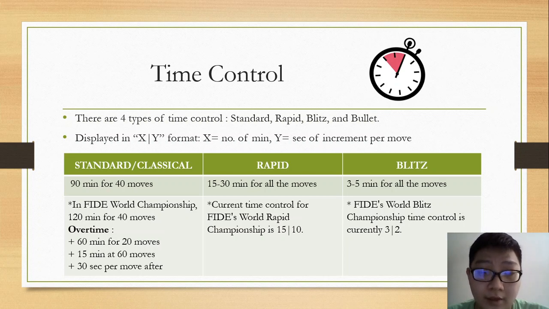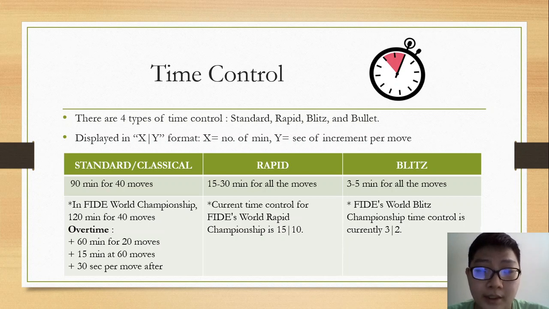For a standard or classical, it is usually in 90 minutes for 40 moves. However, in the case of FIDE World Championship, it extends to 2 hours for 40 moves instead, together with an overtime. And for rapid time control, the time is set between 15 and 30 minutes, while the current FIDE's rapid standard is 15 minutes with a 10-second time increment per move.